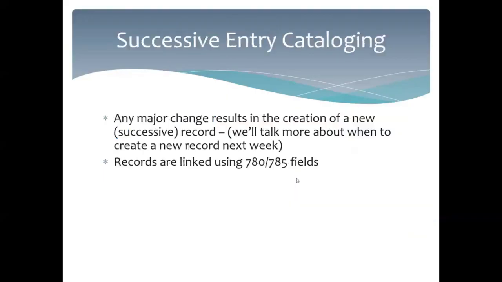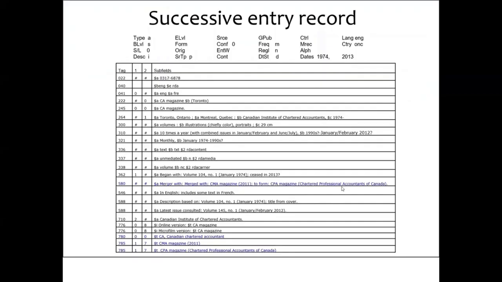So successive entry cataloging. This is what I was just talking about, where you use what you have, the most recent version. Any major changes result in the creation of a new record, and we'll talk much more about when you create a new record next week. And the other part of it is we use linking fields, and we're going to look at these linking fields when we get down that far in our MARC record. So that's two elements, I guess, of a successive entry record.